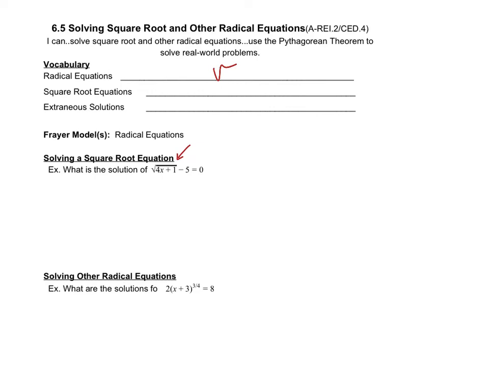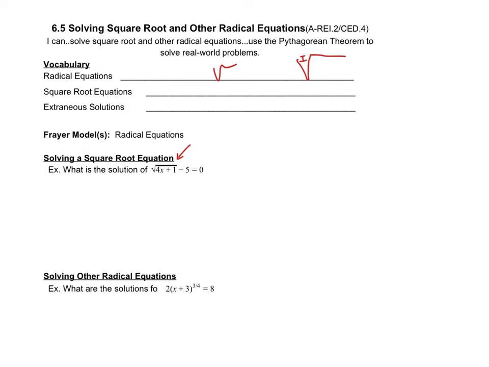And of course, if it's a square root equation, that just means that your index, just in case you've forgotten, right here is going to be your index. When your index is 2, then that indicates a square root equation versus some other root equation. And of course, our extraneous solutions, that is a solution that when we go back and check it, it doesn't work. So you would have to discard that because it's not a true solution.